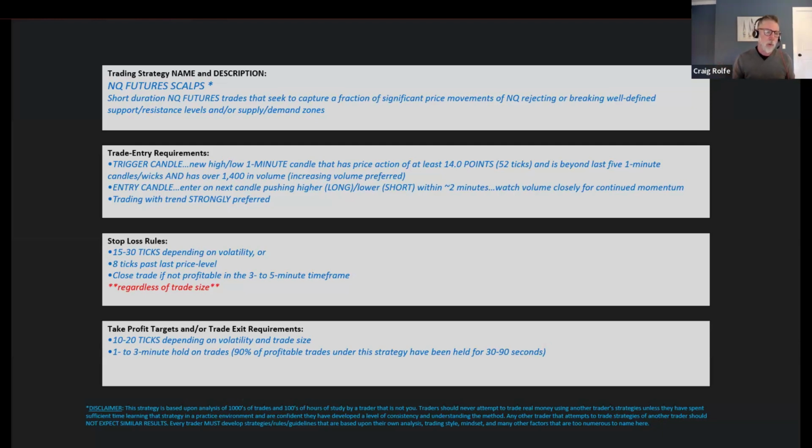My trade entry requirements: I look for a new high or low 1 minute candle that has price action of at least 14 points and is beyond the last 5 minute candles' wicks and has over 1400 in volume.